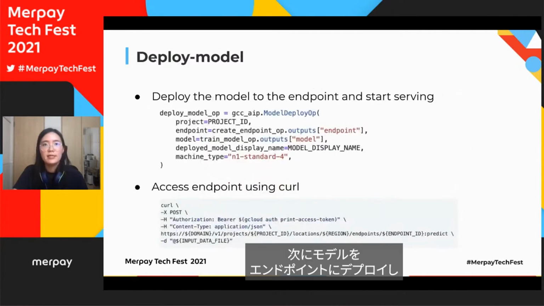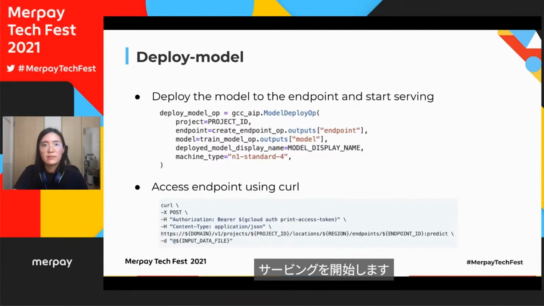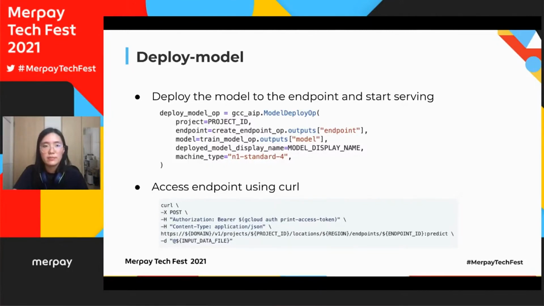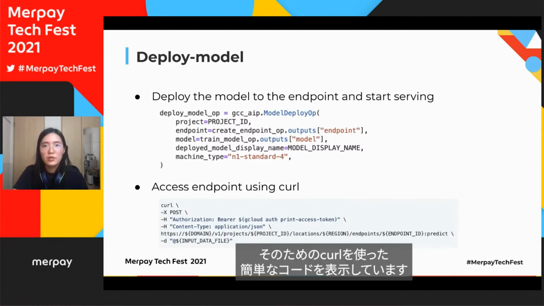And next, we can deploy the model to the endpoint and start serving. After the model is deployed, we can access the endpoint and get the prediction result. Here is a simple code of how we get the prediction result using curl.